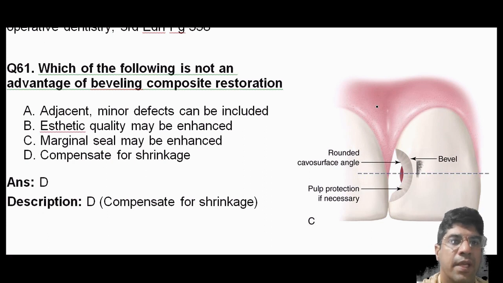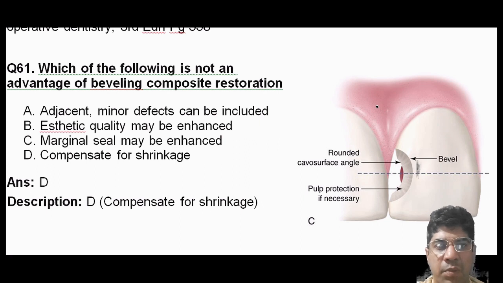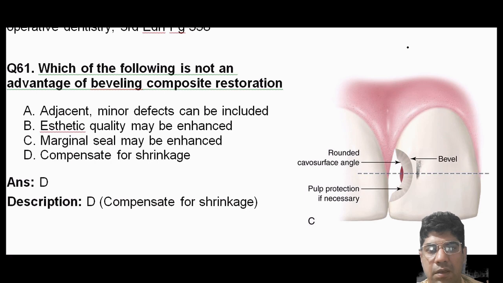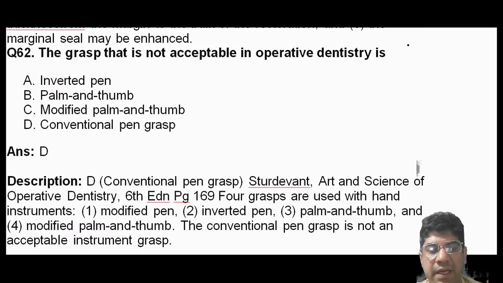Which of the following is not an advantage of beveling composite restoration? The advantages of beveling composite restoration are all except, the answer is compensate for the shrinkage. So the primary benefit is including adjacent minor defects, enhancing the aesthetic quality and improving the marginal seal.